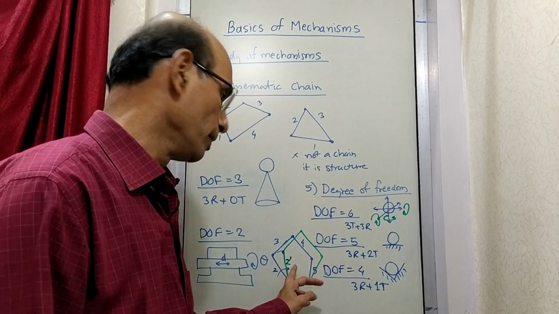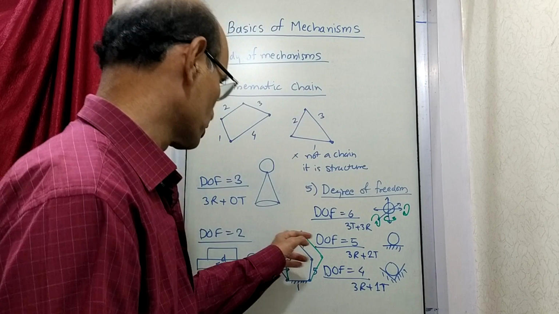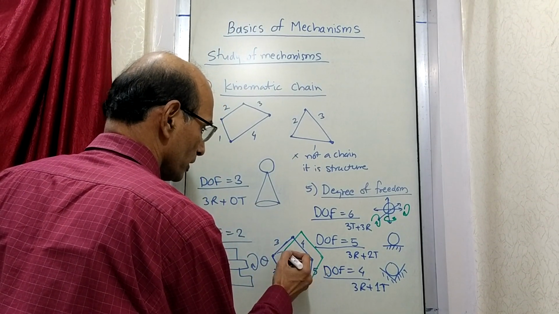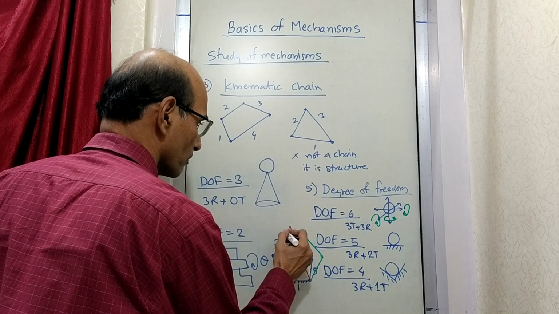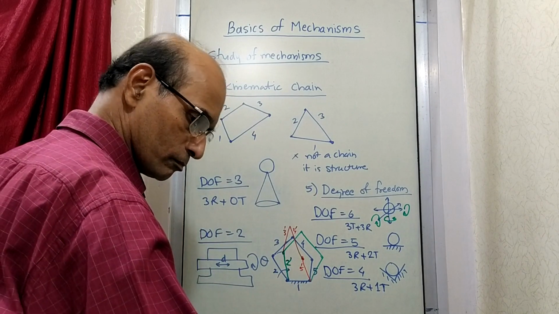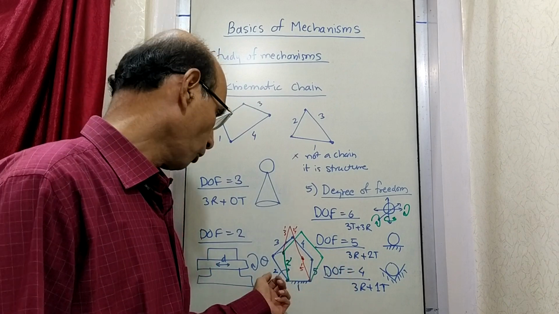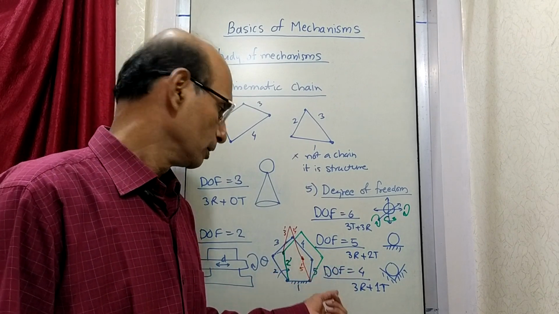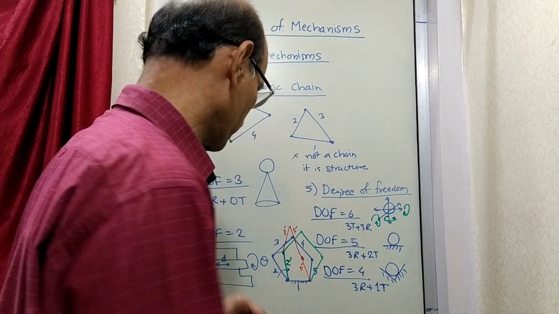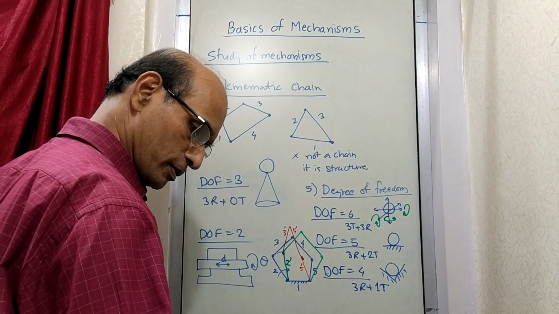Now link 2 being here only, can there be any other possibility of the rest of the links? This 5 can come here also, in which case 3 and 4 will be like this. That is also possible. So for one input there are 2 different outputs. This can also happen, this can also happen. So this also is a case of a DOF equal to 2. Then comes DOF equal to 1.